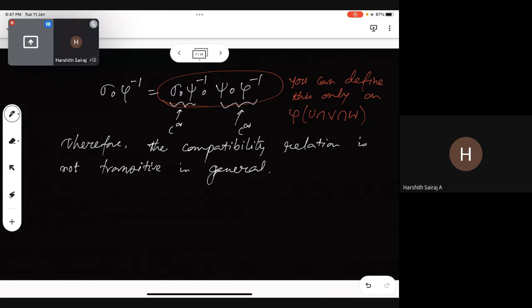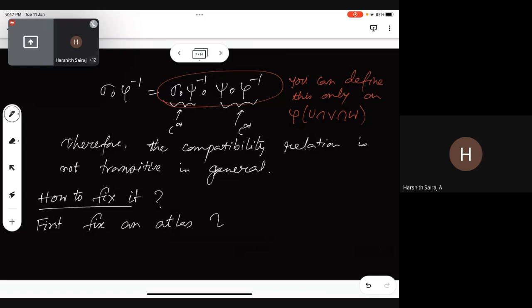is fix an atlas first. Okay, so how to fix it? First fix an atlas, script A, which is U alpha, phi alpha, where alpha is from an index set. All right? You fix an atlas. Why do we need it? Because the union of U alpha covers the whole of the manifold, and so there is an underlying manifold all the time. All right. So first fix an atlas.